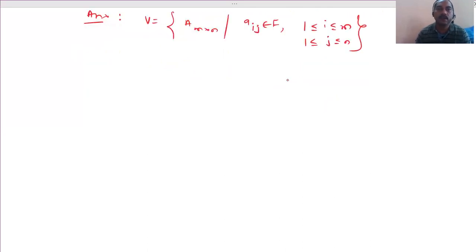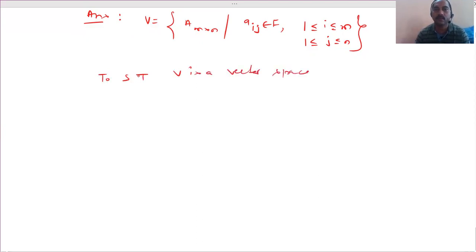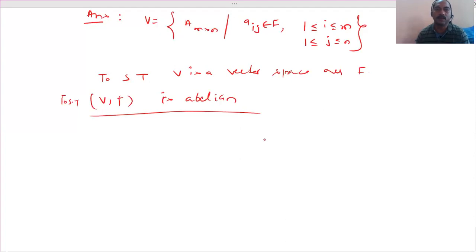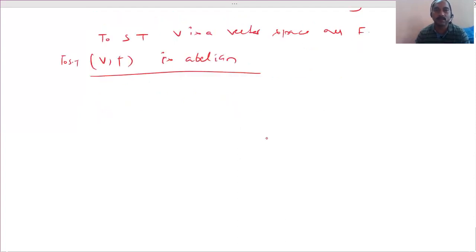This is V. So to show that V is a vector space over the field F, V plus is abelian. The first part is to show two things: with respect to vector addition, and with respect to scalar multiplication. Addition of two matrices, everyone knows. Just briefly, I am explaining the closure property, the closure axiom.